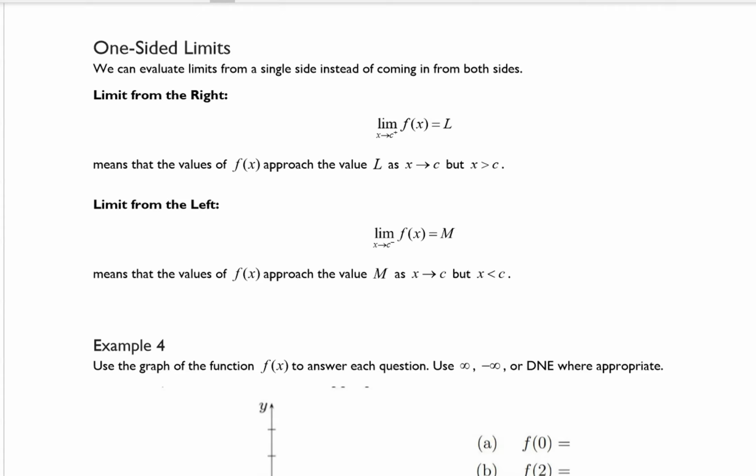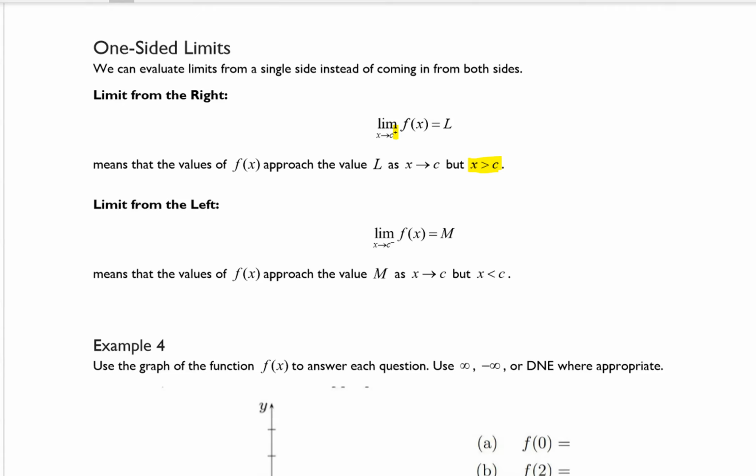instead of coming in from both sides of the x-axis. So the limit from the right is denoted with this notation, and the main difference is there's a little plus sign superscript on the c, and so this notation tells us that the value of f of x approaches the value L as x approaches c, but x is greater than c. That's the important part here. So it's approaching it from the right-hand side.